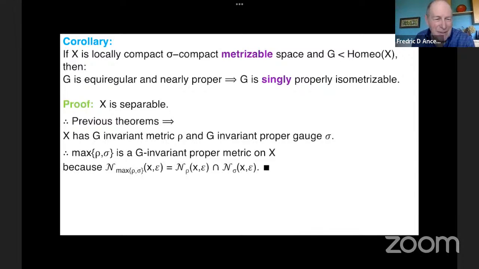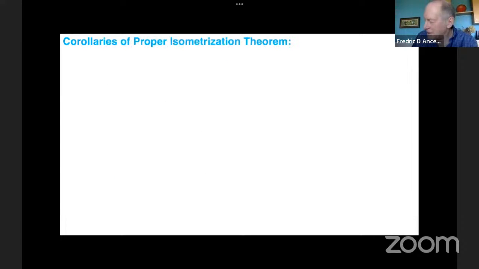So anyway, the reason that's possible is when you take the max of two gauges, this equation here tells you how their neighborhoods behave. And so if from one of these you're getting enough open sets to generate the topology, and if the other one has compact closure, then the max is going to have both properties. Anyway, okay, so let me discuss briefly what was already known before this work.